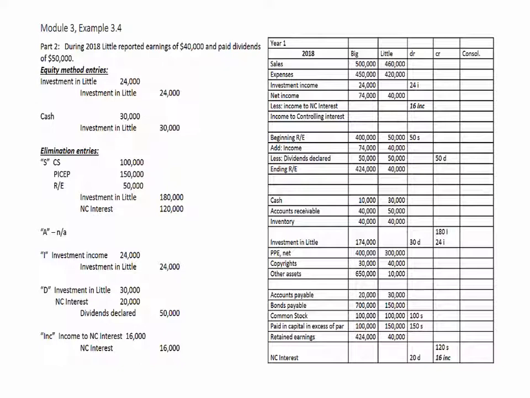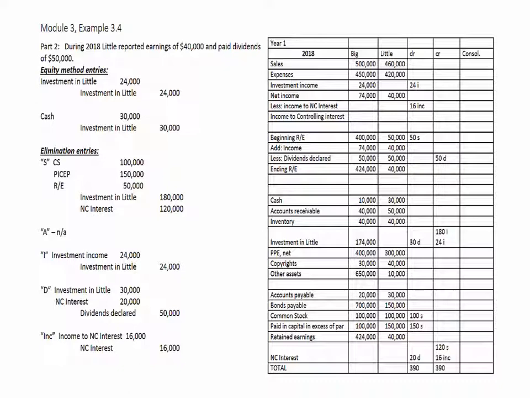Finally, there are two accounts related to the non-controlling interest. There's the non-controlling interest itself down at the bottom of the balance sheet, and there's also the income to the non-controlling interest up in the income statement. So again, you've got to keep track of which one you're dealing with at any particular point in time.